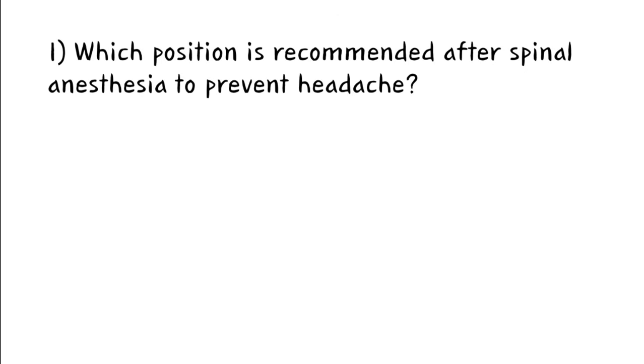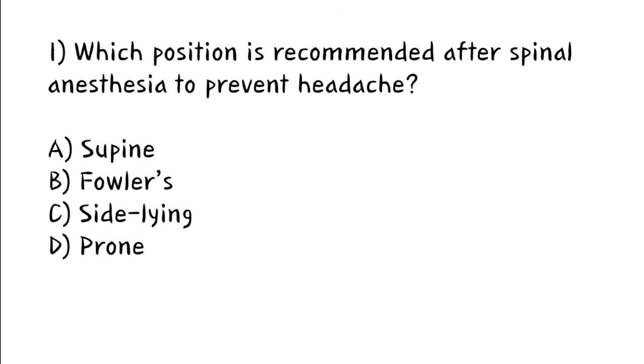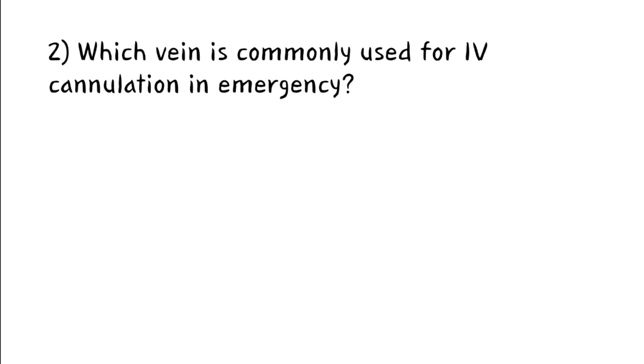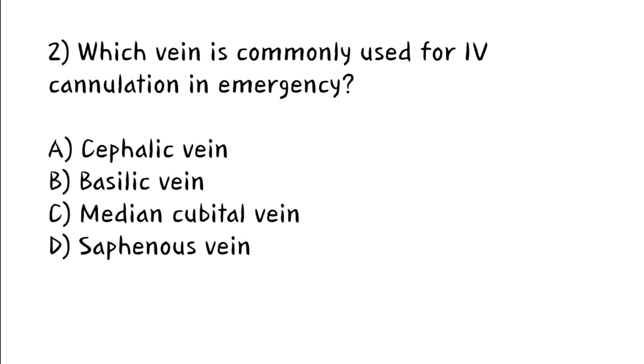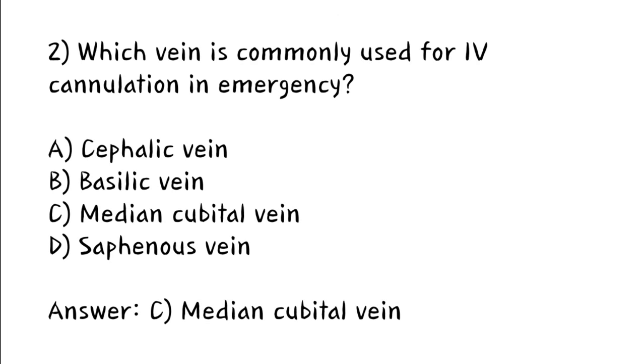Which position is recommended after spinal anesthesia to prevent headache? Supine, Fowler's, side lying, prone. Correct answer is option A, supine. Which vein is commonly used for IV cannulation in emergency? Cephalic vein, basilic vein, median cubital vein, saphenous vein. Correct answer is option C, median cubital vein.